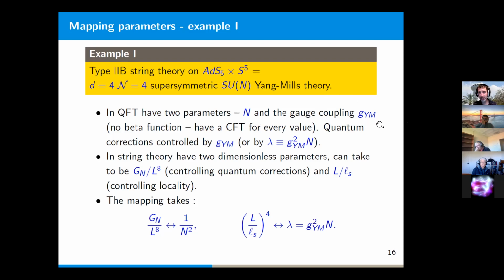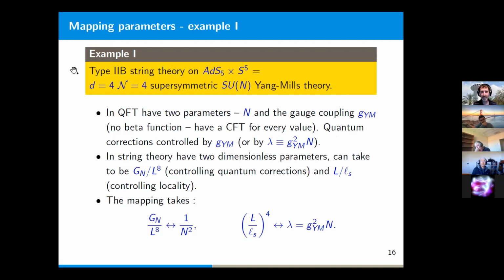And the quantum corrections are, of course, controlled by this coupling constant, as usual in quantum field theory. In fact, in this specific theory, if we look at large values of N at least, then quantum corrections are typically controlled by what's called the 't Hooft coupling lambda, which is this combination of g_YM squared and N. So those are the parameters on the field theory side.